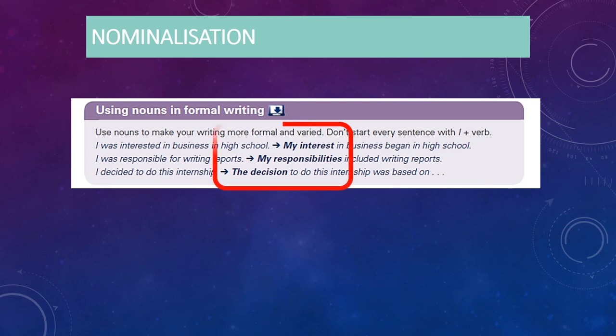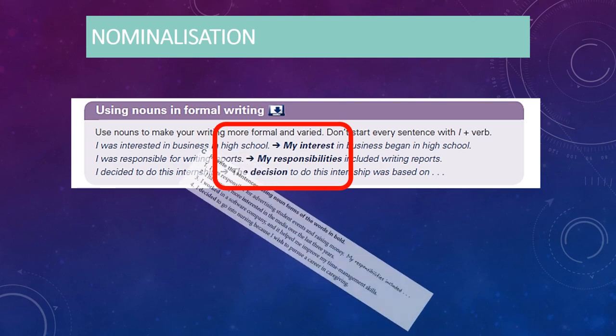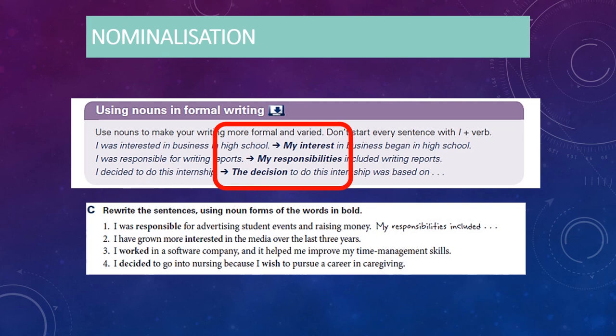So, for example, instead of saying I was interested in business in high school, you can say my interest in business began in high school. Instead of saying I was responsible for writing reports, we can say my responsibilities included writing reports. Instead of saying I decided to do this internship, you can say the decision to do this internship was based on whatever and whatever.